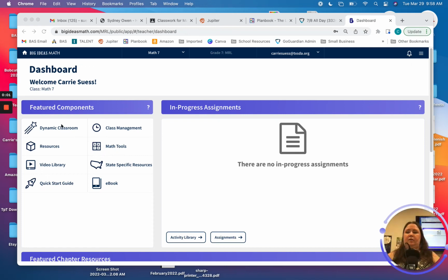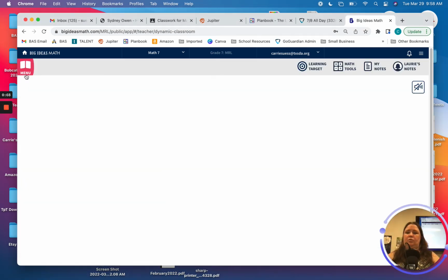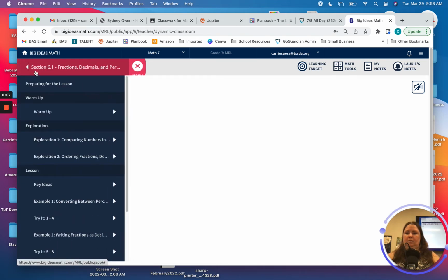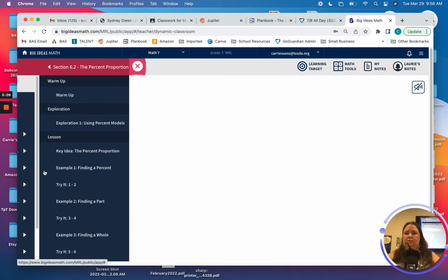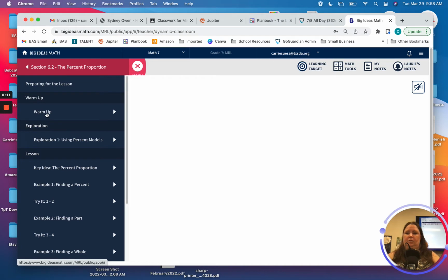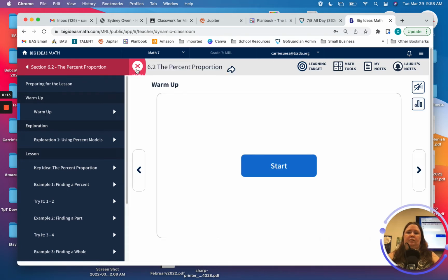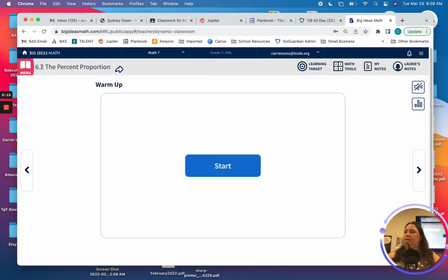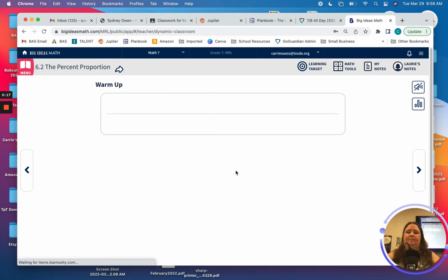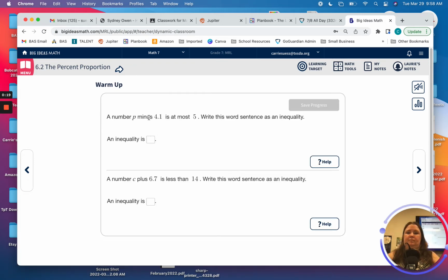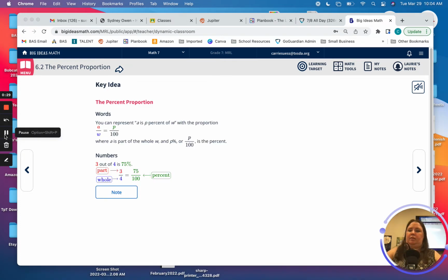All right, 7th grade. We are working on lesson 6.2. This is about the percent proportion. You need to do your warm-ups real quick. You're writing me an inequality, so that means you're going to have a greater than or equal to sign. Let me go see how you're doing.